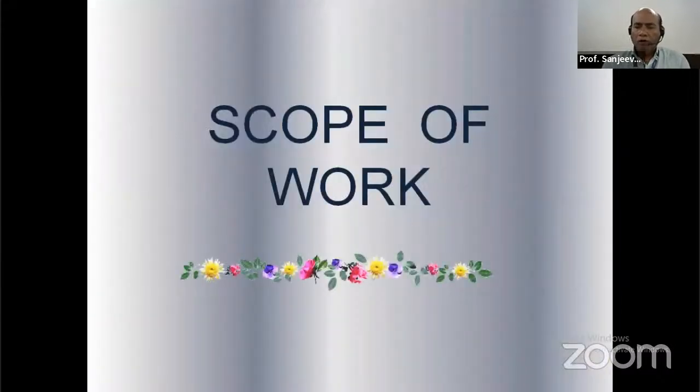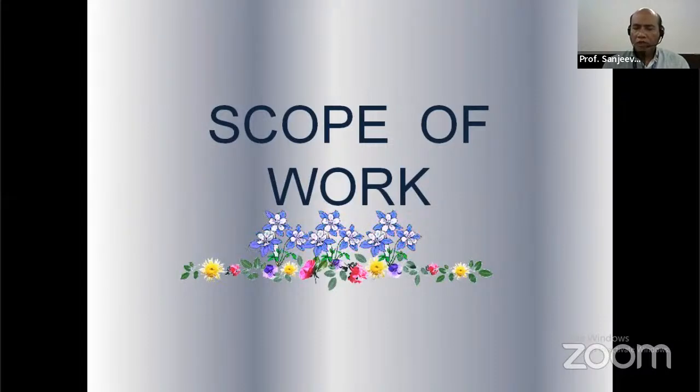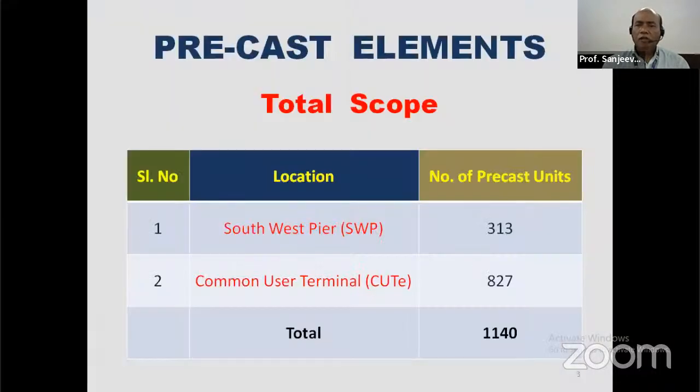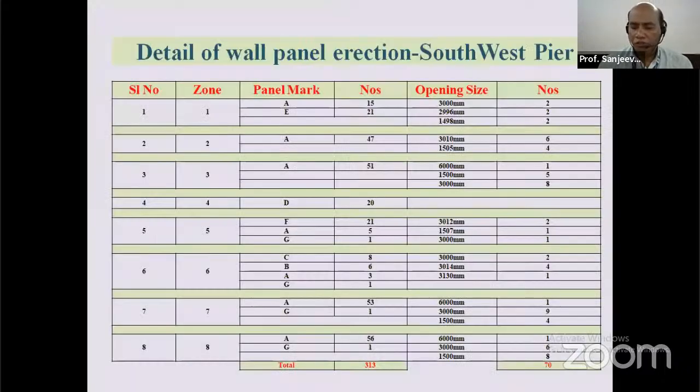So now the scope of work. What was the scope of work that I would like to explain and define. The scope of work for the precast wall panel to be constructed was as follows. Precast elements total scope: for Southwest Pier 313 units were to be constructed. For common user terminal 827 precast units were to be constructed. So a total of 1140 precast wall panels were constructed.